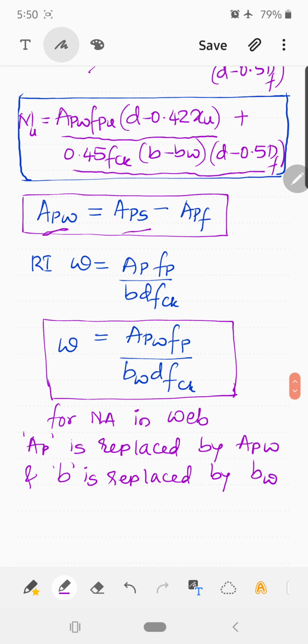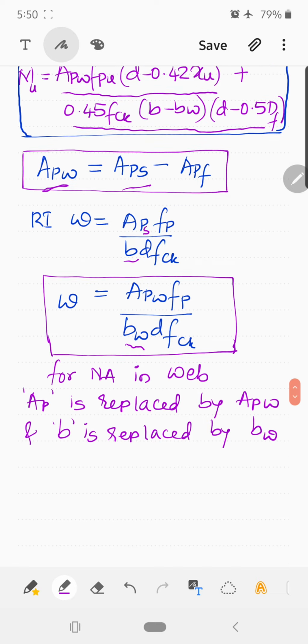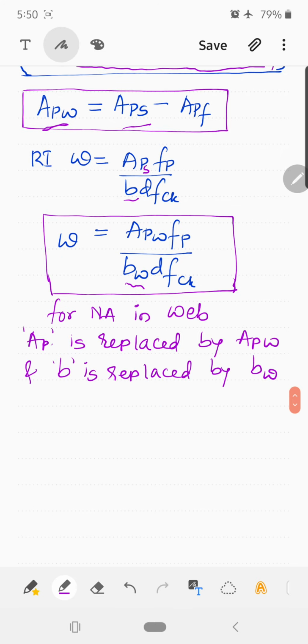Now in case of flanged section, the reinforcement index is APFP divided by BDFCK. When the neutral axis lies in the web, instead of APS it is APW FP divided by, instead of B you should consider BW, D into FCK. So for neutral axis in the web, APS is replaced by APW and B is replaced by BW. So this is for the flanged sections.